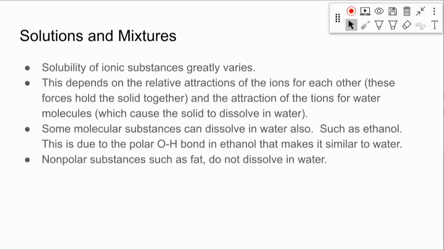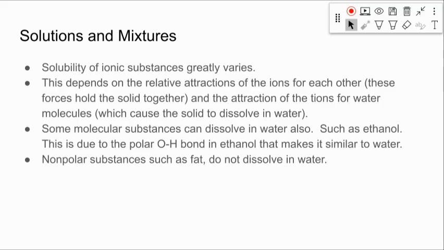Some molecular substances can also dissolve in water. Remember, molecular means that it's covalently bonded, but some of them can dissolve in water because they do have a hydrogen bond. Because they're similar to the water with the hydrogen bond, they're able to dissolve into each other. Nonpolar substances do not dissolve in water.